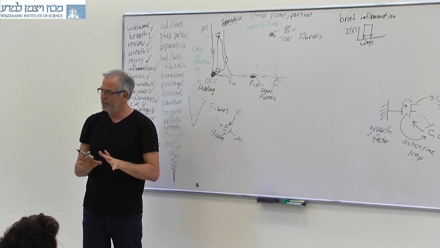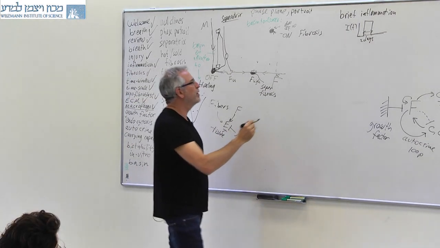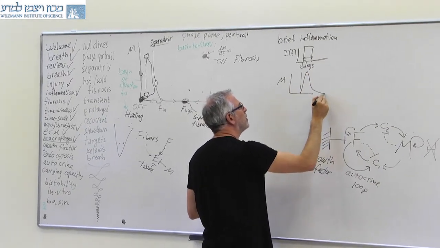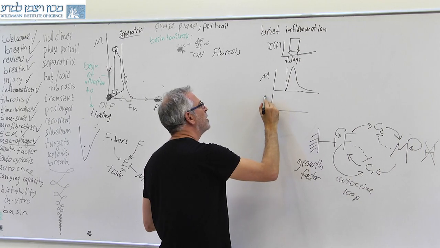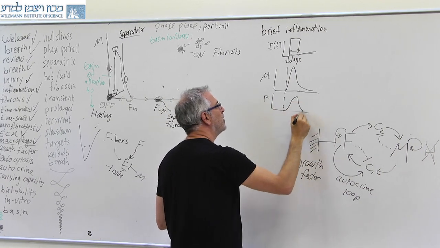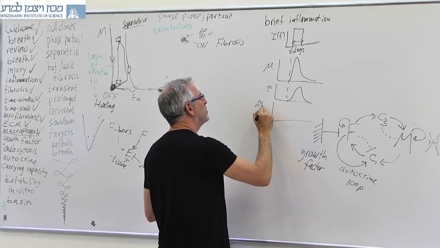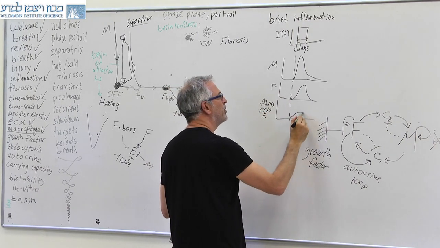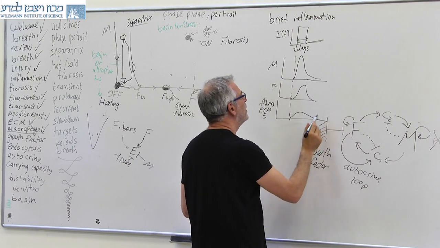That's what's going to happen. So if I plot macrophages here, they go up and down. If I plot fibroblasts, they go up and down. And if I plot the fibers, the ECM, it goes up and down. And why does it go down?